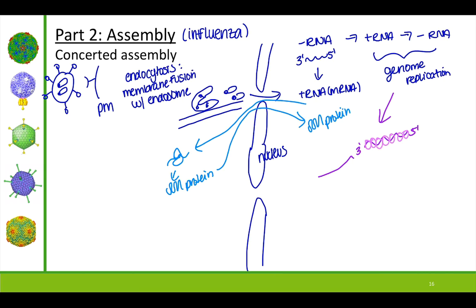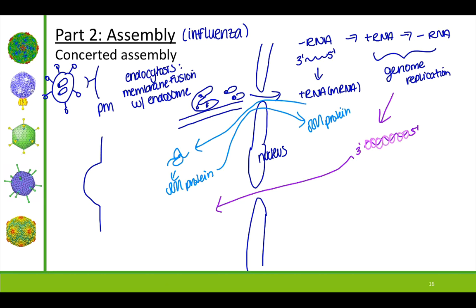While all this is happening, we are also going to have to be making our other proteins. If we think back to what our influenza looks like, it has hemagglutinin and neuraminidase. Those have to somehow make it to the plasma membrane, because influenza is going to do concerted assembly and it's all going to come together more or less at the same time at the plasma membrane.